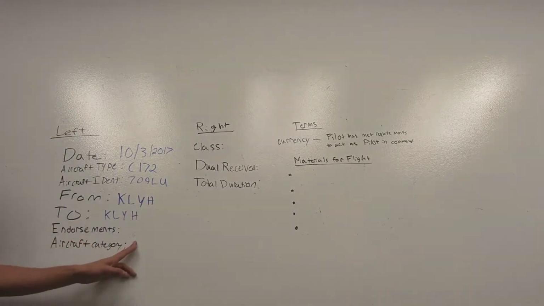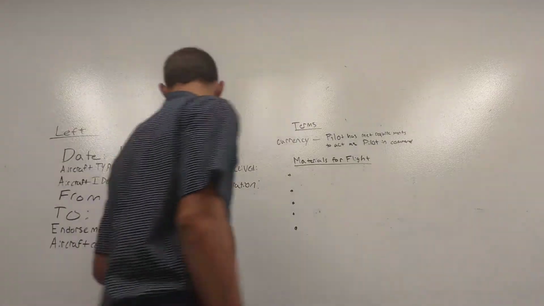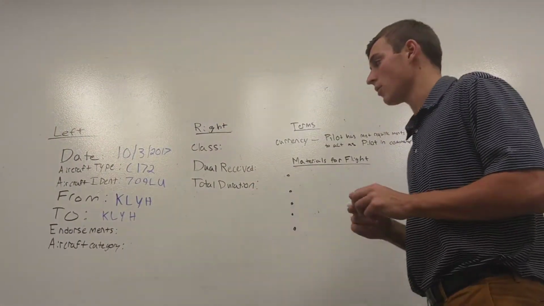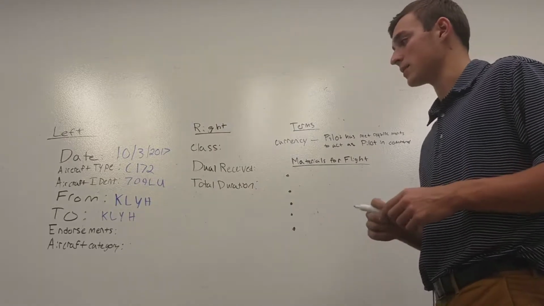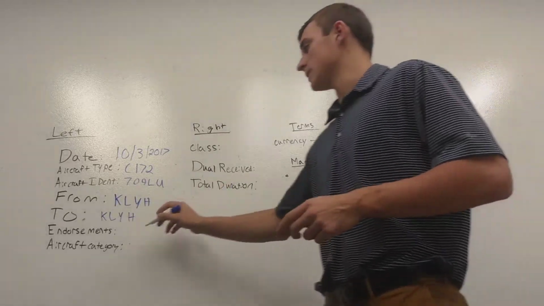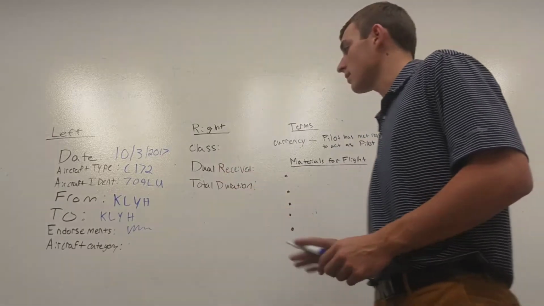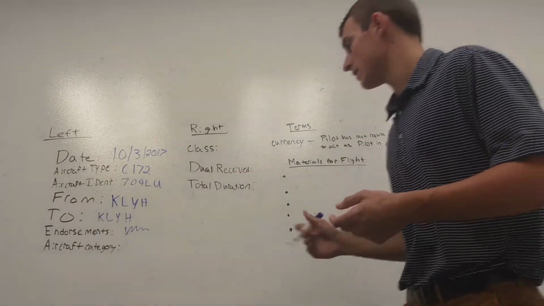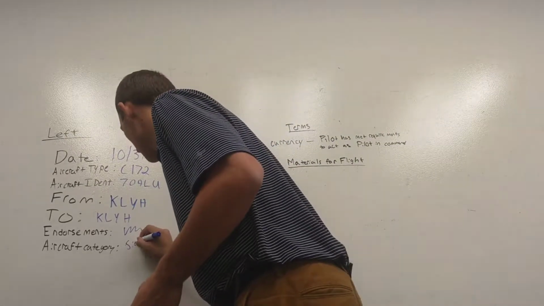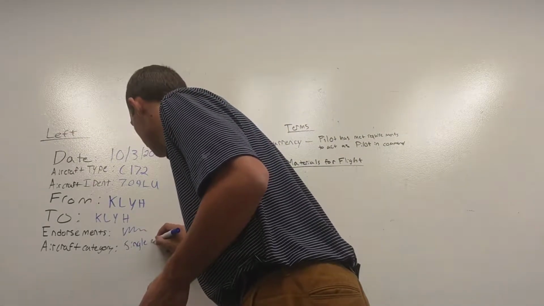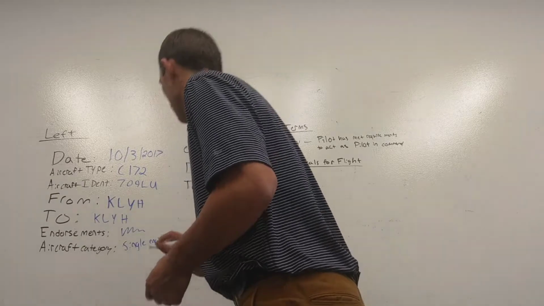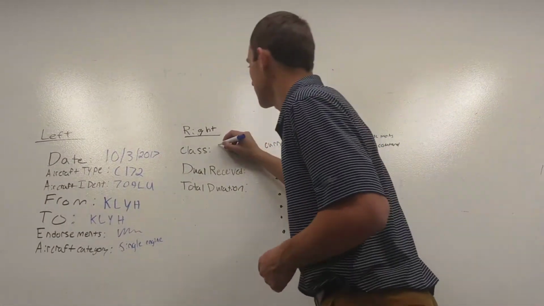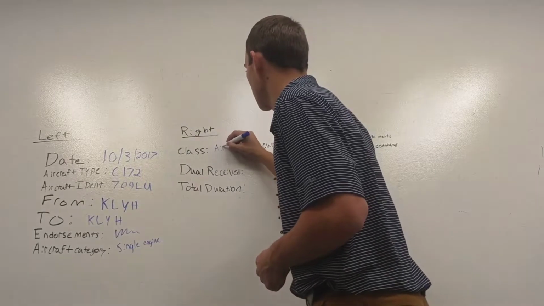Alright, and then endorsements. This is where the instructor needs to endorse that the pilot actually flew that day for the certain amount of time that they did. They'll just sign off with their signature after they look over everything. And then for the aircraft category, it's just single engine. That won't really change much. And then for the class, it's just airplane. It's not a hot air balloon or a rotorcraft.